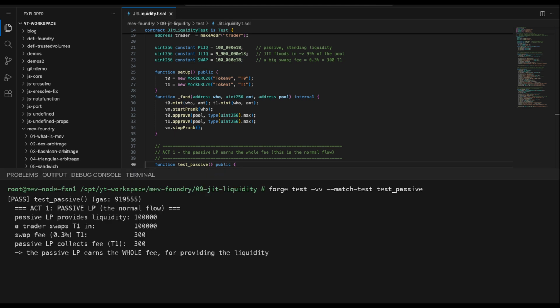Watch. Run it. The passive LP provides its liquidity. A trader swaps, paying a fee of 300. And the passive LP collects exactly 300, the whole fee. It provided the liquidity, it earned the fee. Simple and fair. Now let's watch it on a real chain.